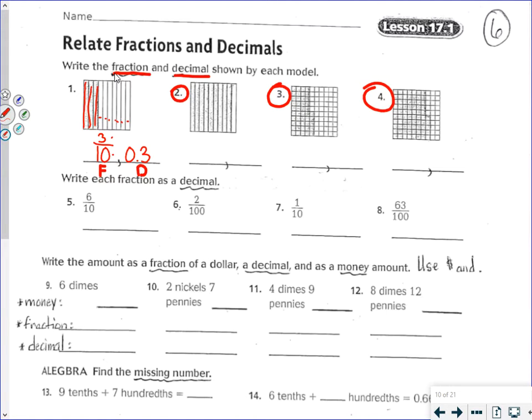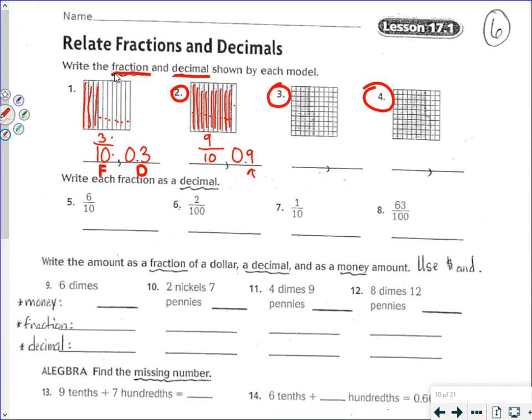Pause the video. Okay. So fraction. 1, 2, 3, 4, 5, 6, 7, 8, 9. If you can't see, these are all shaded in. There's 9 of them. 9 out of 10. So we would read that as 9 tenths. 9 in the tenths column, in the place value.